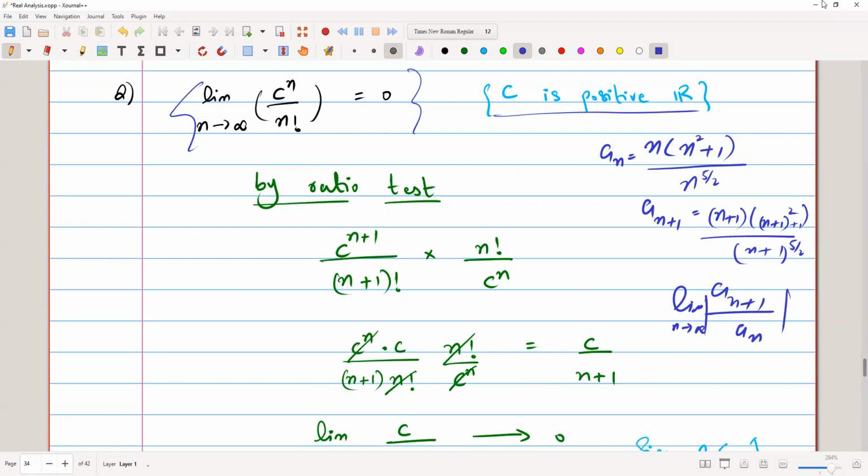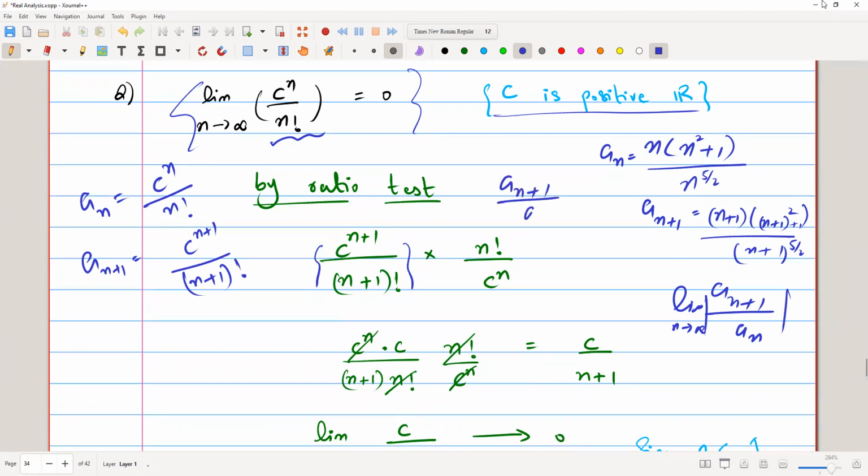So we are given a sequence a n here. a n in this case is c to the power n over n factorial. So a n plus 1 is going to be c to the power n plus 1 over (n plus 1) factorial. Now we are going to apply the ratio test, so we do a n plus 1 over a n. Therefore, c to the power n plus 1 over (n plus 1) factorial divided by this thing. We can write it as multiplying by the reciprocal, by simple mathematics.